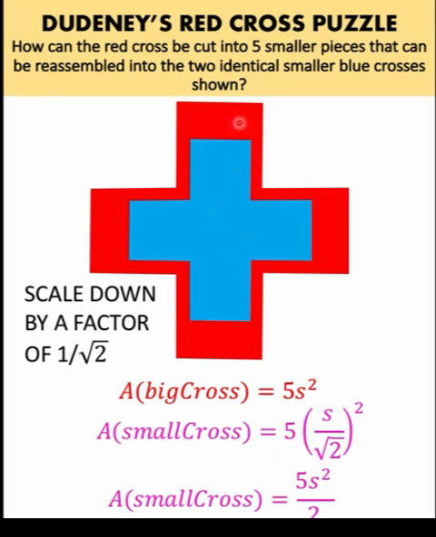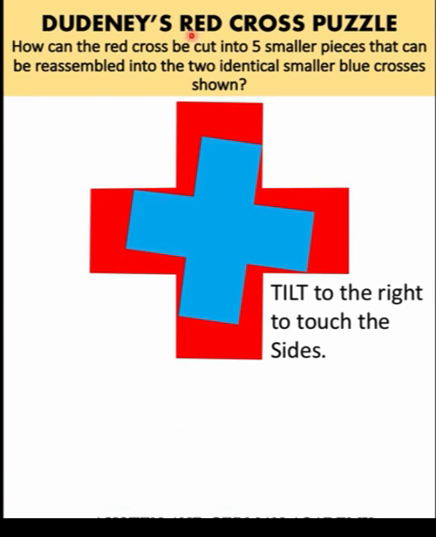But the problem now is, how are we going to cut this red cross into 5 smaller pieces that can be reassembled to create 2 identical smaller blue crosses? So what we are going to do is tilt the blue cross so that each of these corners is touching the edge. And we are now looking here at 5 pieces. Here is the first piece, here is the second piece, the third, the fourth, and of course the fifth is this cross at the middle.